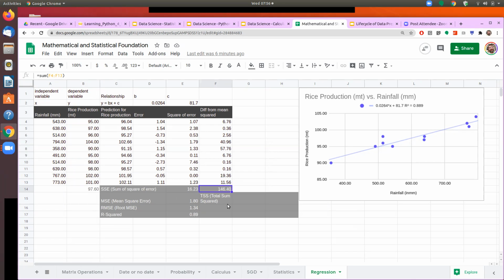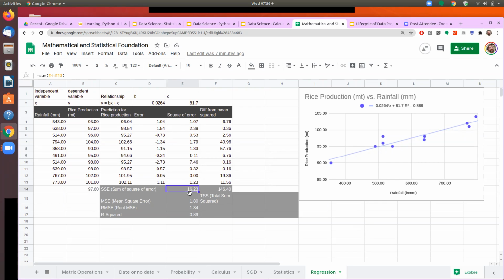And this estimator is nothing but the value of the b and the value of the c, or the equation y is equal to bx plus c is my estimator. So if you see here, the total variance is 146.4. What is now the square of error? Since this is an error, this is the error which still exists. It means that I have not been able to remove this part of the error.